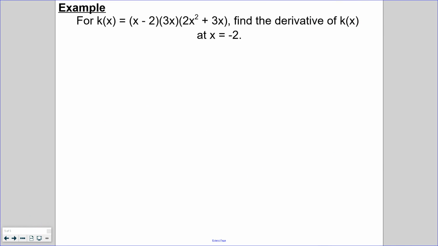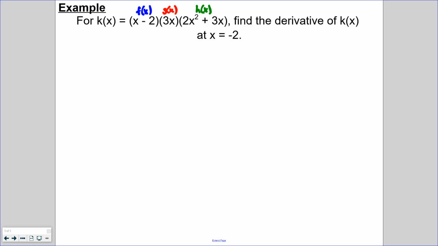And now for our final example, we are going to find the derivative of k, but this time we want to find the derivative of k when x equals negative 2. So we're going to do the same thing as we've done in the previous examples. We'll label this first function f of x, this second function g of x, and this third function h of x.